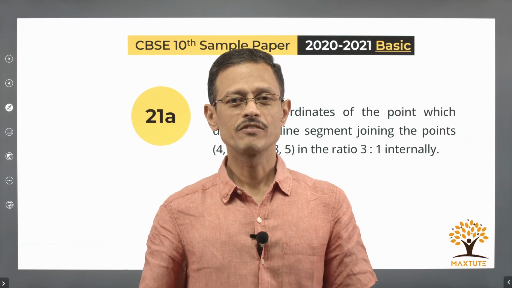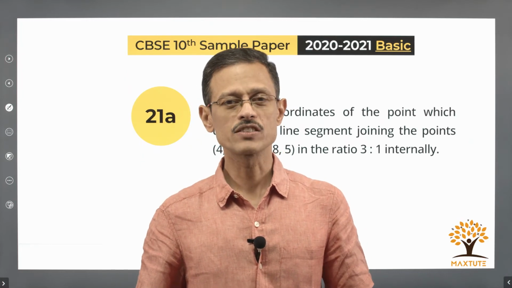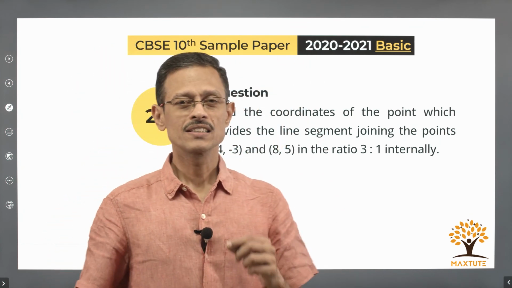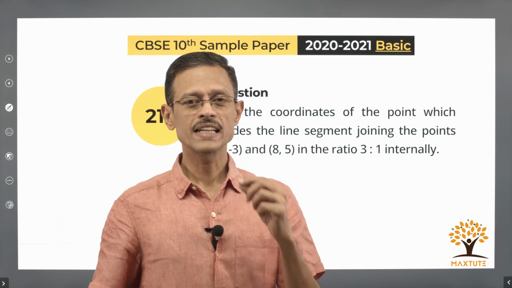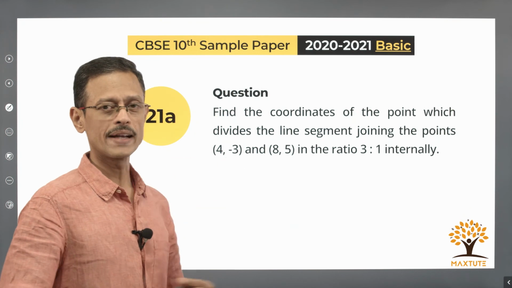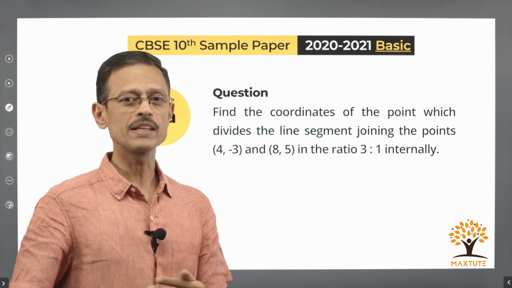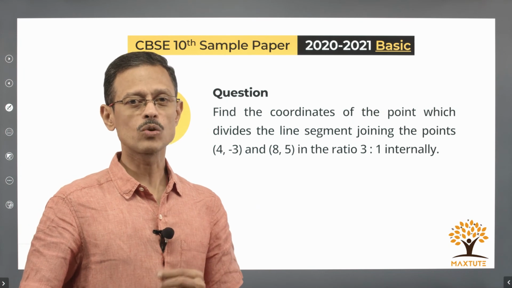CBSE Class 10 Math video solution to the sample paper given by the CBSE board for the board examination to be conducted in 2021. This is a basic version of the paper. We are looking at the first 2-mark question, question 21. This question has got an internal choice, so we will have 21A and 21B. Both parts appeared from the chapter Co-ordinate Geometry.